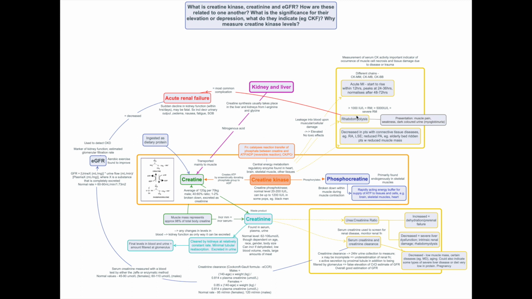So when we have rhabdomyolysis, the most common complication is acute renal failure. Now, we talked about acute renal failure a little bit in the previous video, which I will link up above. Acute renal failure basically indicates a sudden decline in kidney function within hours or days, and it can be fatal. Symptoms include a decreased urinary output, edema, nausea, fatigue, and shortness of breath. But what it means in the big picture is that we are expecting a decreased glomerular filtration rate.